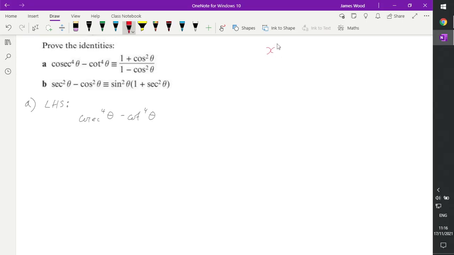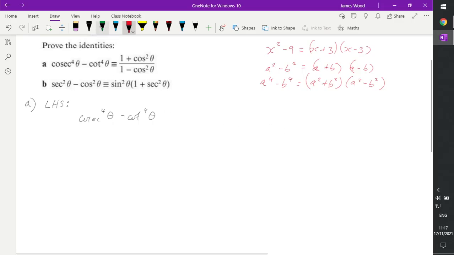So a bit like if I have x squared minus 9, that becomes x plus 3, x minus 3. Likewise, if I had a squared minus b squared, that becomes a plus b, a minus b. If I make it to the power of 4, then that's going to become a squared plus b squared, a squared minus b squared. So we can use that same pattern to help us here. I'm going to rewrite this as cosec squared theta plus cot squared theta times cosec squared theta minus cot squared theta.